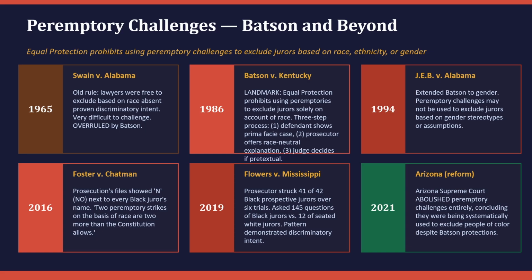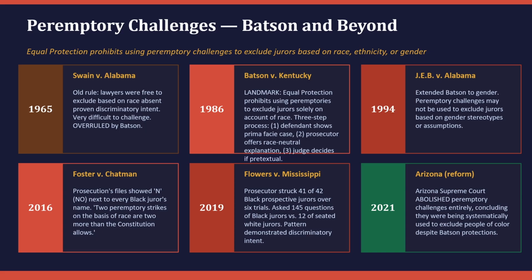The 3-step Batson process works as follows. The defendant must first demonstrate facts from which discrimination may be inferred: the pattern of strikes, the questions asked, the race of remaining jurors. The burden then shifts to the prosecutor to provide a race-neutral explanation. Finally, the judge determines whether the explanation is genuine or pretextual.